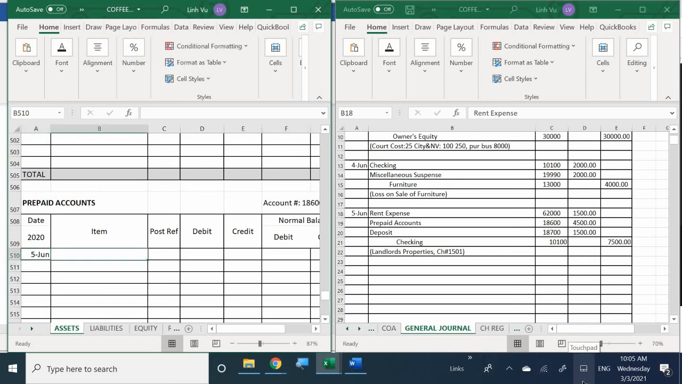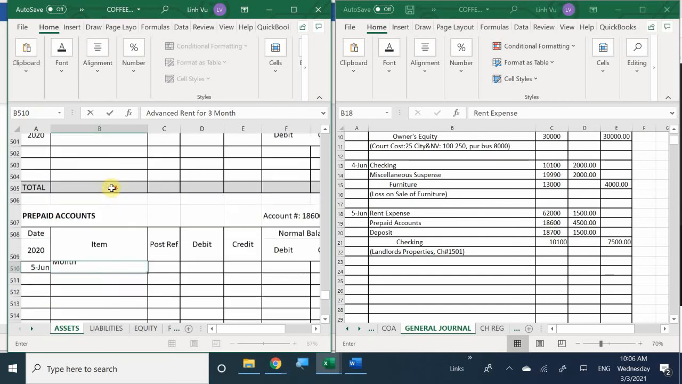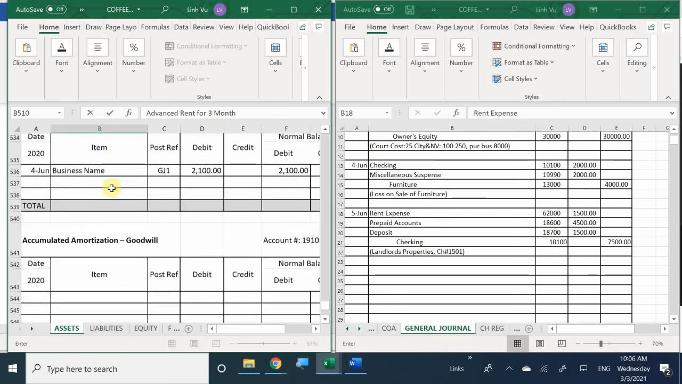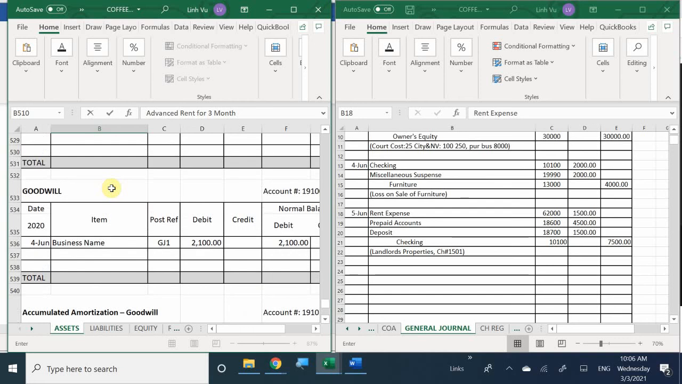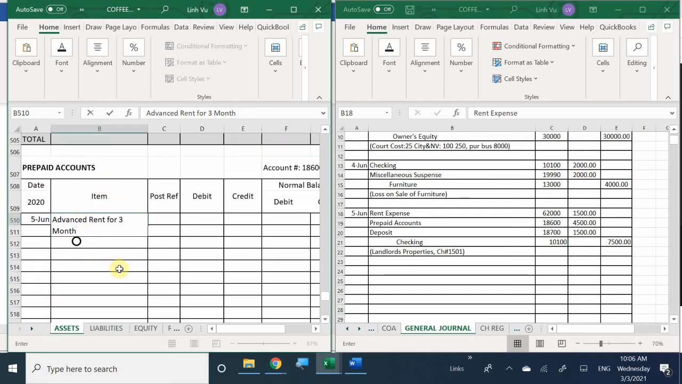This is prepaid rent. So rent, or I'm going to write advanced rent for 3 months. Okay, it's going to be down at the very bottom, in between accumulated depreciation truck and deposits. It's down all the way at the bottom. Okay. Did you find it? It's above goodwill. Okay.